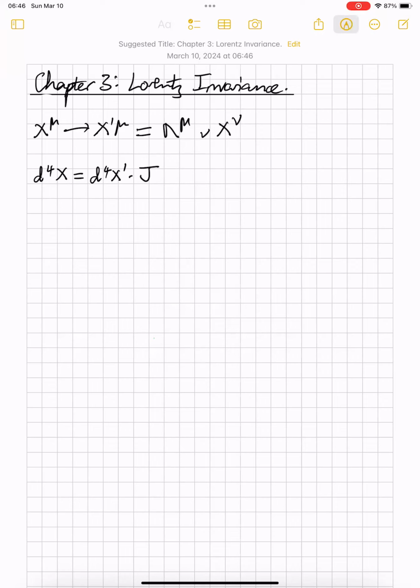And the Jacobian is related to, let's see, it should be an inverse of this matrix Λ, okay? So check that you can prove to yourself that the Jacobian is the determinant of the inverse of Λ. What I'm going to do is work out the determinant of Λ itself. So remember what Λ looked like. Let me just remind you.